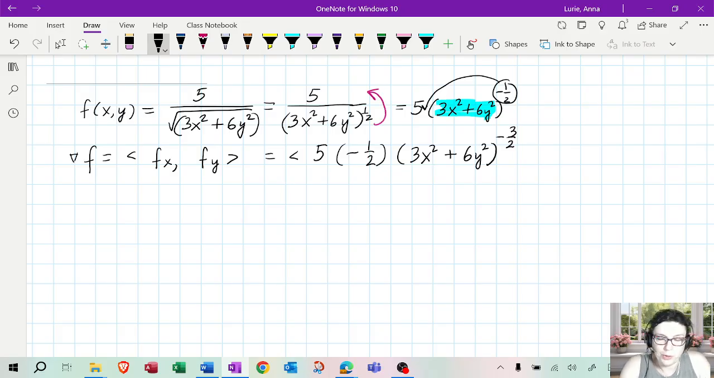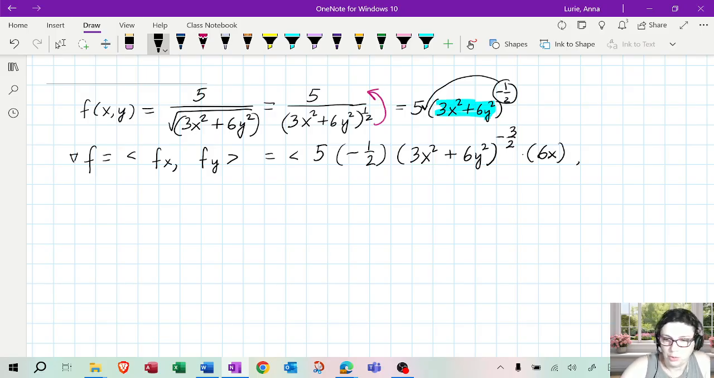Okay, so we're almost done, but we have to remember the chain rule. The chain rule says you can treat this whole thing as a thing, but you have to multiply by this thing prime. So what is the derivative of 3x squared plus 6y squared with respect to x? 3x squared becomes 6x with respect to x. But what happens to 6y squared? It goes away because it doesn't have an x. So that's just going to disappear.